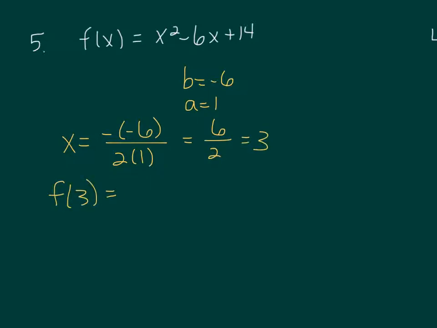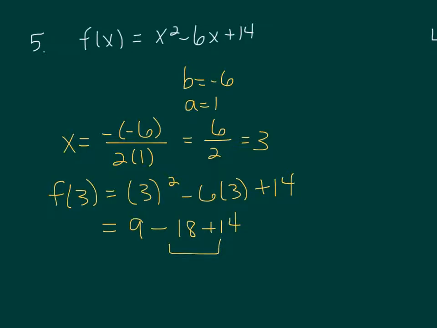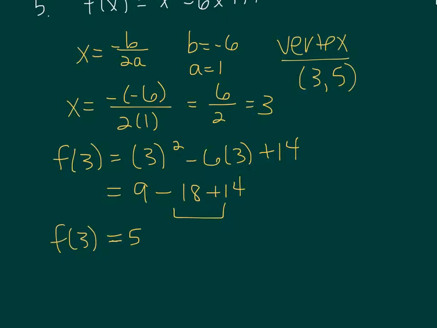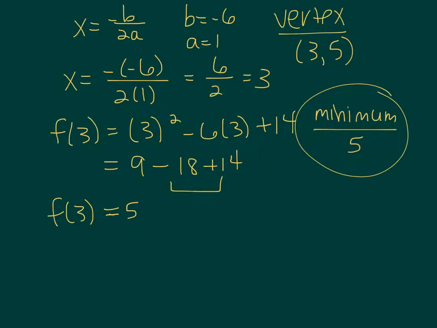To find the y value, plug it back in. So f of 3 equals 3 squared minus 6 times 3 plus 14. 3 squared is 9 minus 18 plus 14. These together are negative 4. So it's 9 minus 4, which is positive 5. So f of 3 equals 5. So that tells me that my vertex is 3, 5. And we know it's a minimum, and that's always the y value. Min or max is always the y value, so 5 is our minimum.